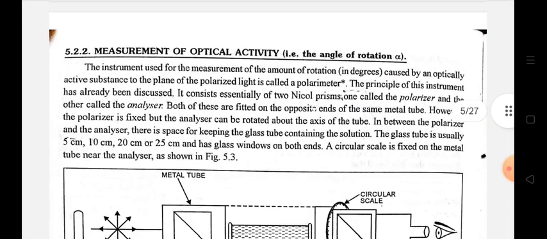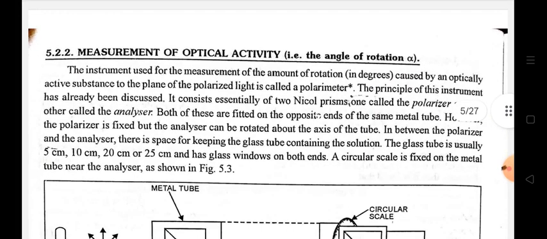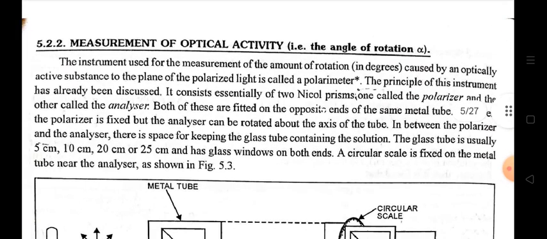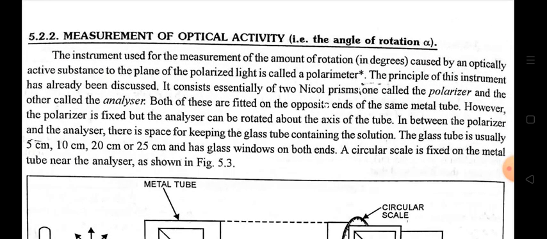Measurement of optical activity, that is, the angle of rotation alpha. The instrument used for the measurement of the amount of rotation in degrees caused by an optically active substance to the plane of the polarized light is called a polarimeter. The principle of this instrument has already been discussed. It consists essentially of two nicol prisms, one called the polarizer and the other called the analyzer. Both of these are fitted on the opposite ends of the same metal tube. However, the polarizer is fixed, but the analyzer can be rotated about the axis of the tube.